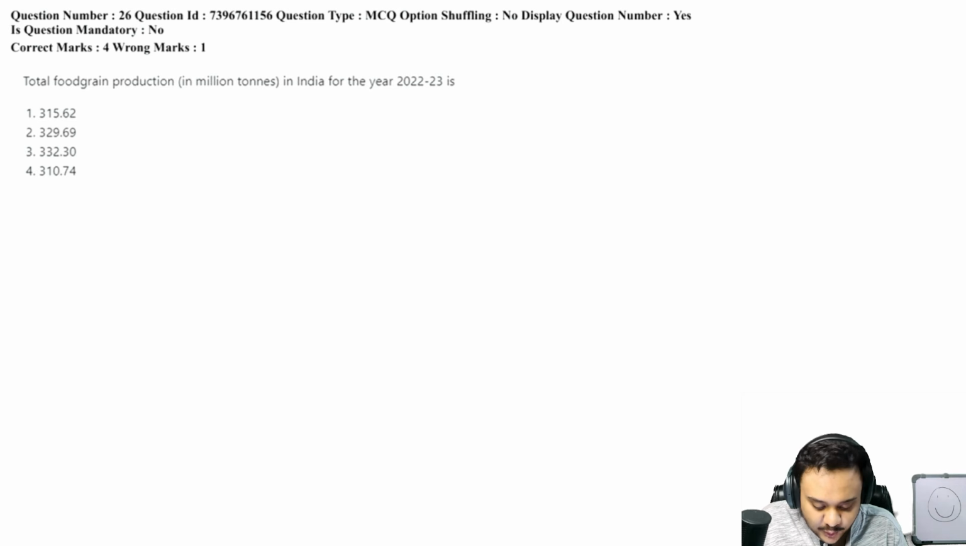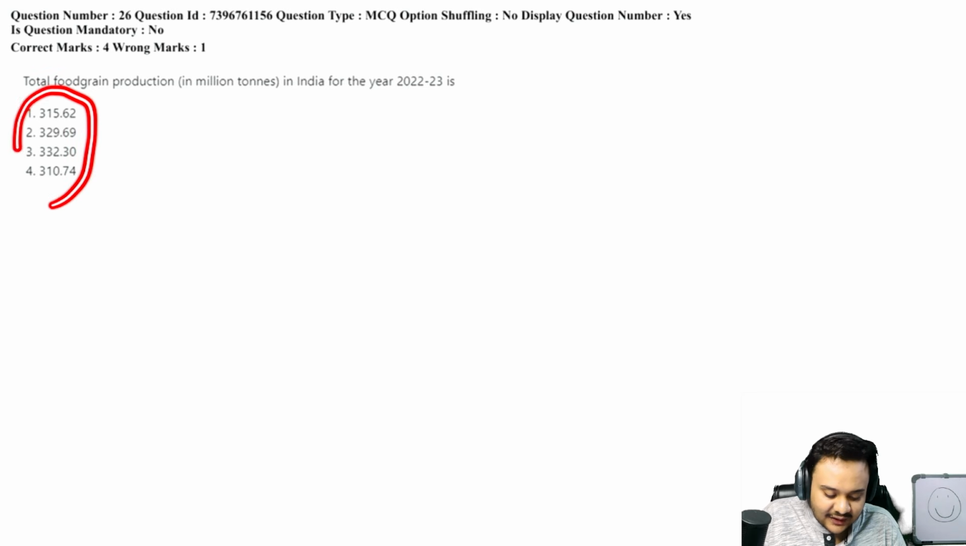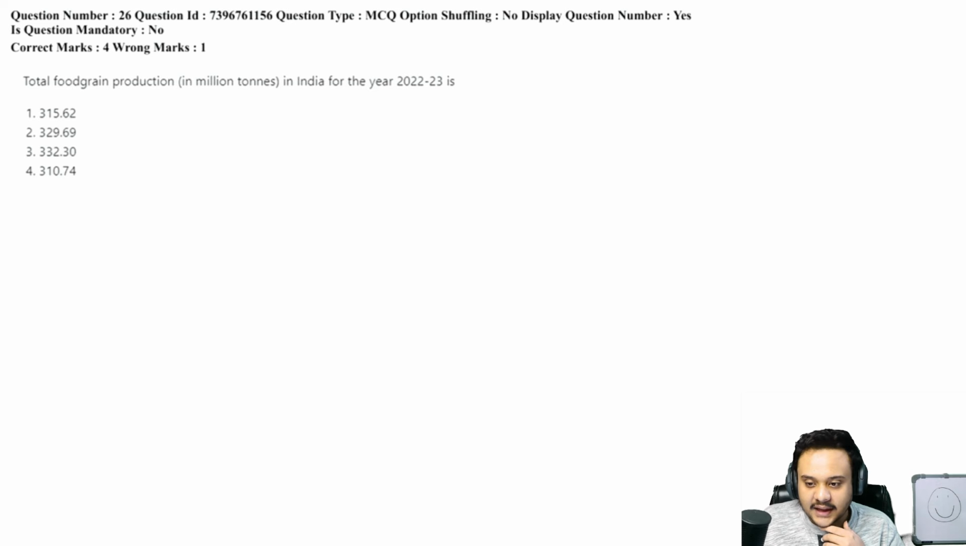Total food grain production in million tons in India for the year 2022 to 23 is... We are sitting in the exam hall in 2025. Each and every single one of the options has an answer up to 2 decimal points. I'm pretty sure that some students would have tried to use some sort of logic and try to answer this. So I'm telling you right now, the answer here is D. Can you reach the right answer by logic? Actually, I was lying, it was B. So if any one of you was trying to justify that, please don't try.